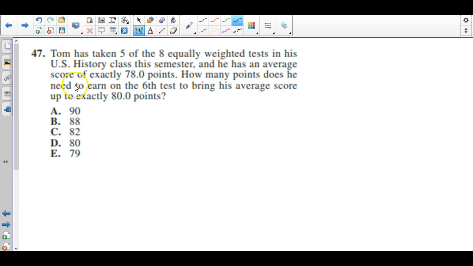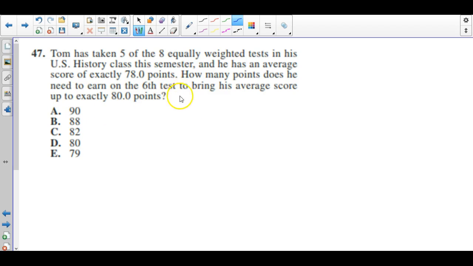Alright, Tom has taken 5 of 8 equally weighted tests in his U.S. history class, so they're giving me his average, which is exactly 78%. How many points or percent does he need to earn on the 6th test to bring his average to 80?